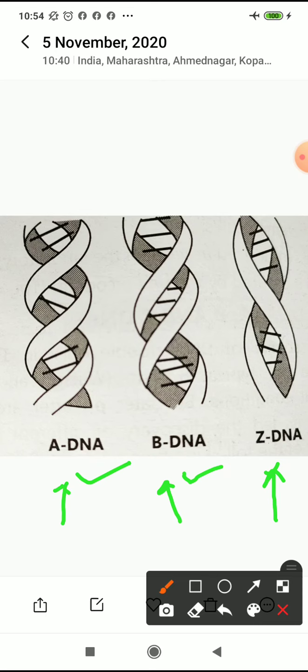And it can also be found in solutions of high ionic strength, such as 2 molar sodium chloride solution. The helix of Z-DNA is 18 angstrom in diameter. We have seen B-DNA 20 angstrom, then A-DNA 23 angstrom diameter, and here Z-DNA has 18 angstrom diameter and contains 12 base pairs per turn.